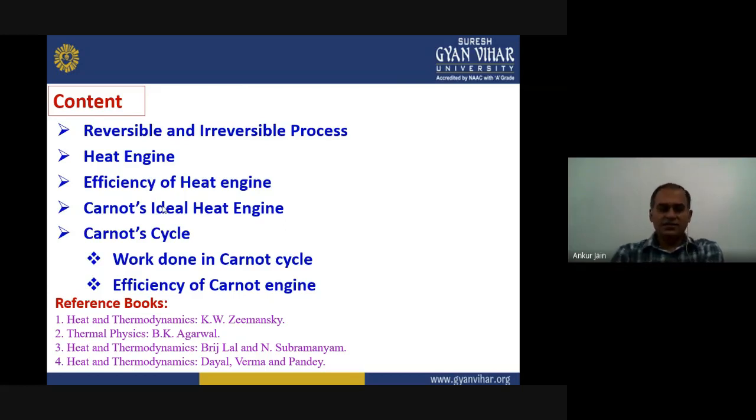Now the next one is the Carnot cycle, and in this topic we will calculate the total work done in the Carnot cycle and the efficiency of the Carnot engine.